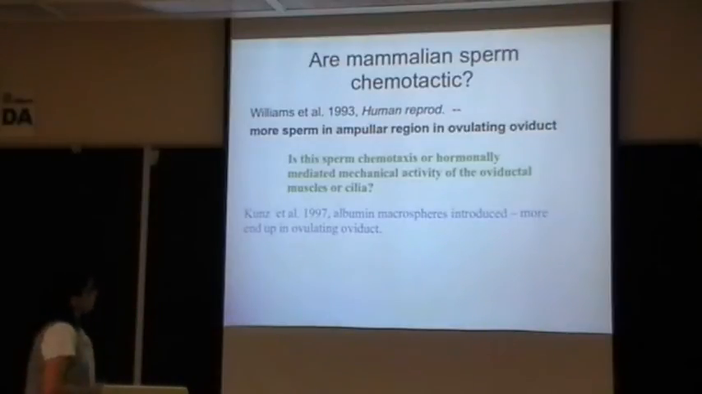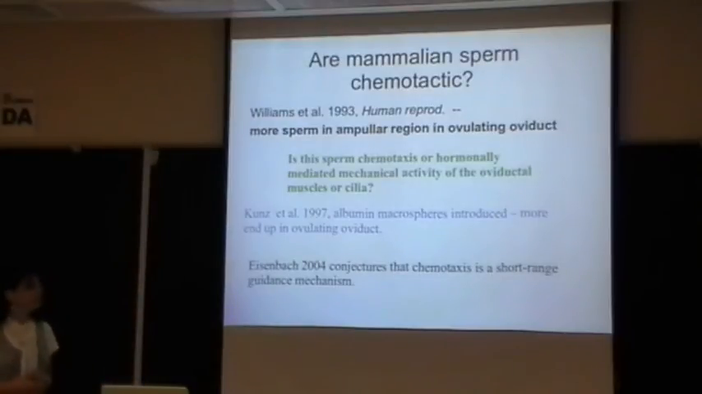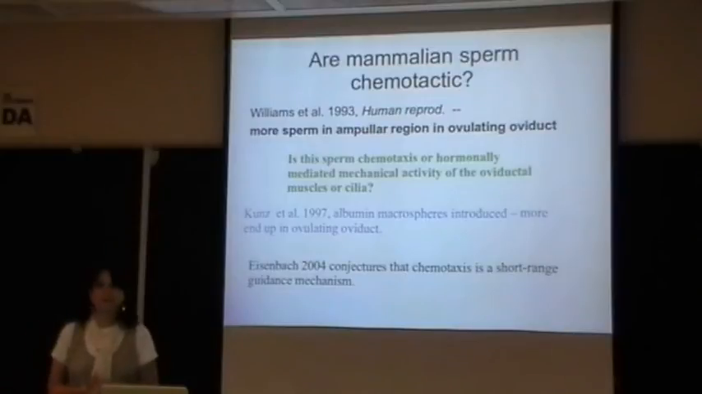Now, you would agree that there are few experiments on humans for this, for pretty obvious reasons. But there was a study in '97 where some female subjects allowed albumin microspheres to be introduced into their reproductive tract, and in fact, more of those do end up in the ovulating oviduct. And so these albumin microspheres were not motile. So that's perhaps something.